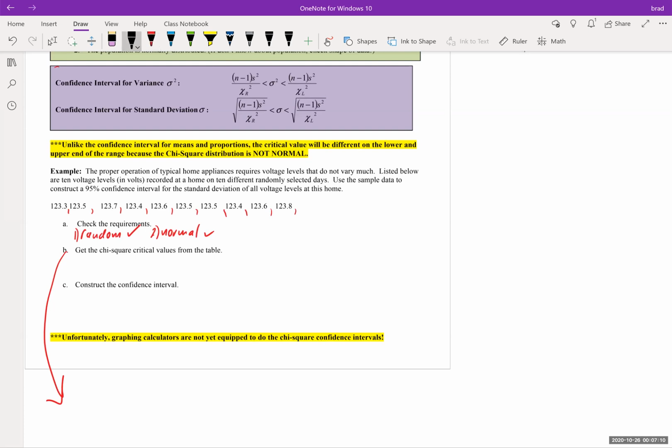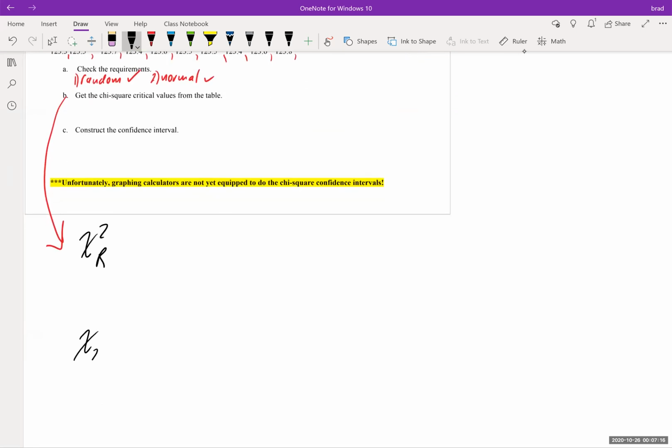you guys, okay? So if we're going to get the chi-squared critical value, I want to find chi-squared right, and I want to find chi-squared left, okay? In order to find chi-squared right, we have to think about this graph. I don't know where exactly it is. I'm just going to call that there, and I'm going to call that there. Now this is chi-squared right because it's on the right-hand side, and this is chi-squared left because it's on the left-hand side. That's all there is to it, okay?